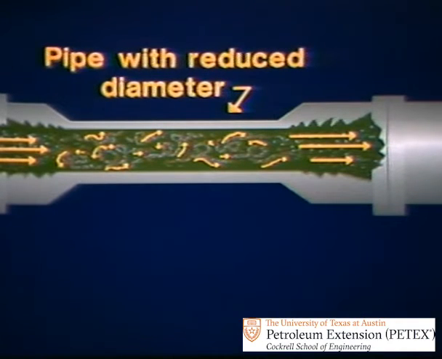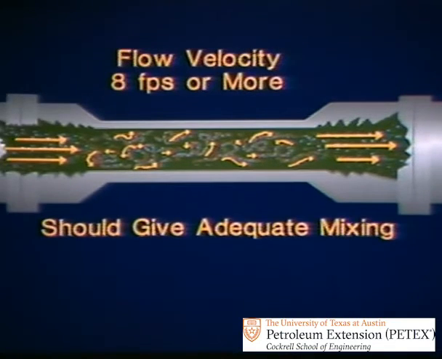A length of reduced diameter pipe can be installed to get mixing. Turbulent flow through the reduced section causes the stream to mix. If the flow velocity is at least 8 feet per second, then this system should give adequate mixing for light crudes.